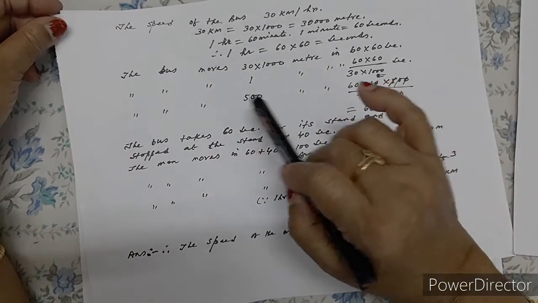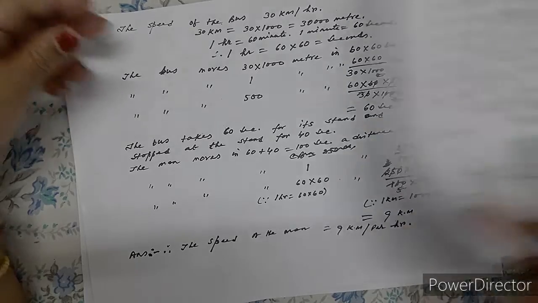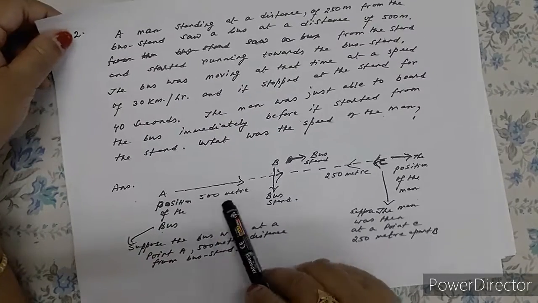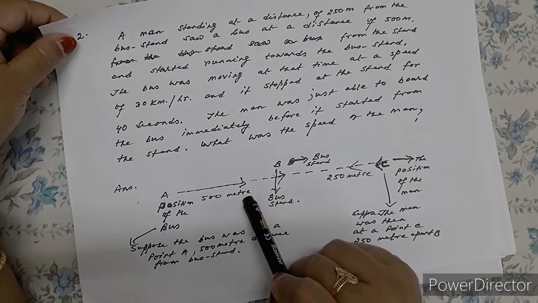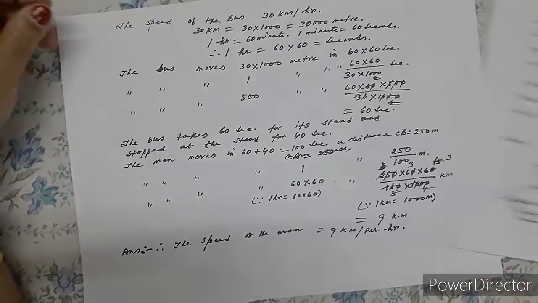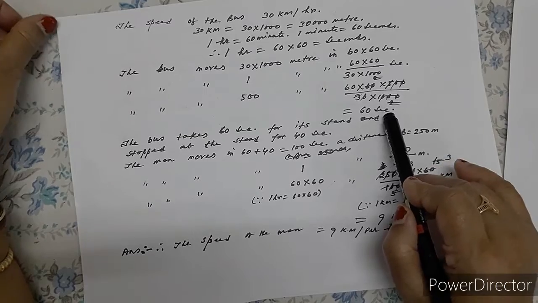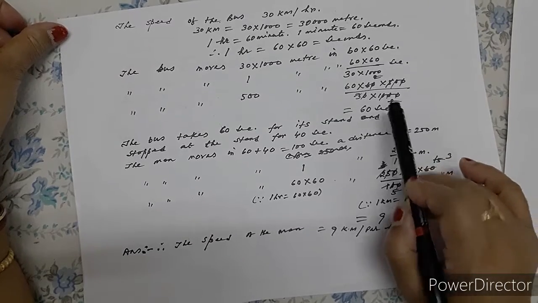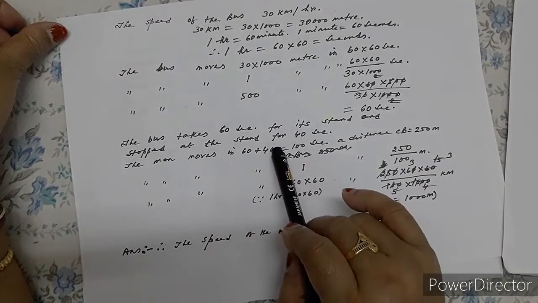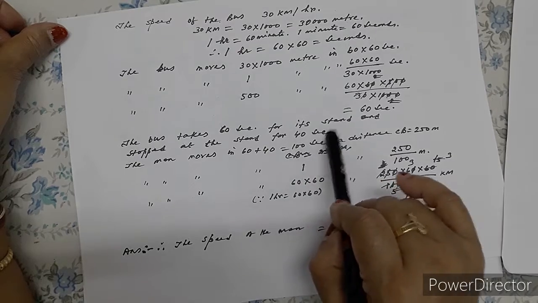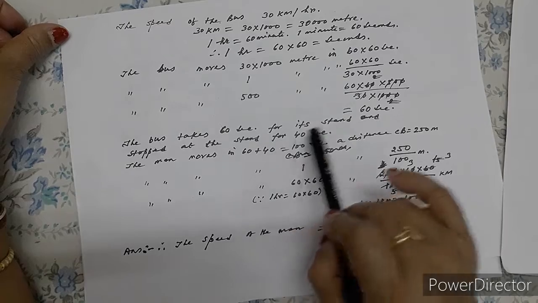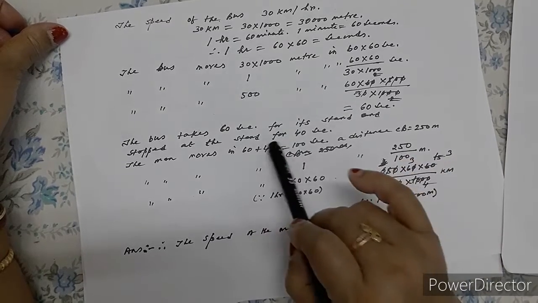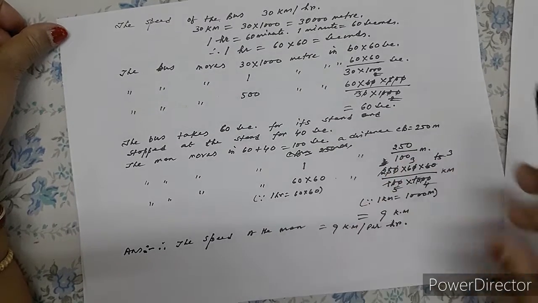The bus, covering 500 meters, reached the bus stand. How many seconds have been taken by the bus? It is already calculated, 60 seconds. So the bus takes 60 seconds to reach the stand and stops at the stand for 40 seconds.